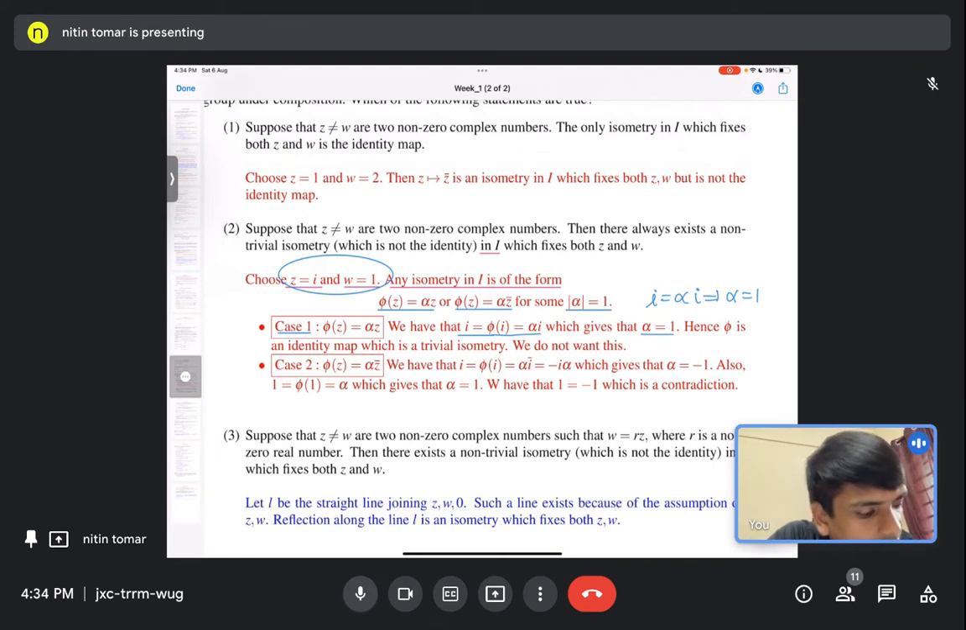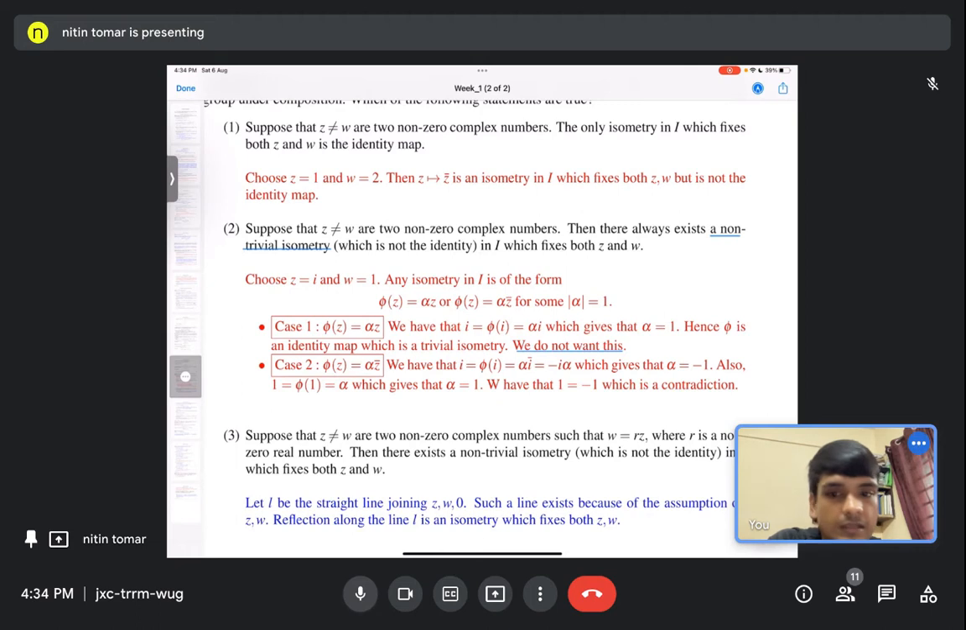So alpha is 1. Now if alpha is 1, then it will become an identity map, right? But we do not want an identity map because we are in search of a non-trivial isometry. So we are left with only one case, which is phi z equal to alpha z bar.